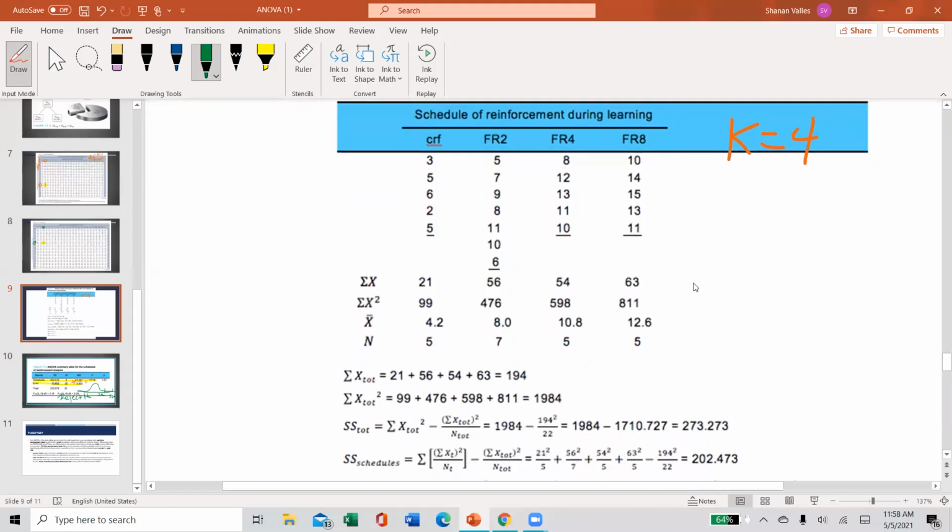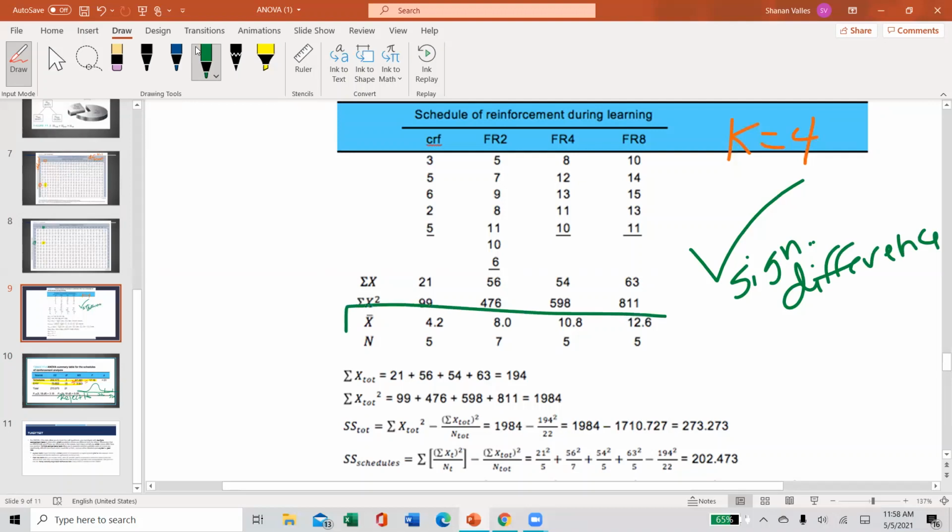So ANOVA tells us, okay, cool, you got a difference. You have a significant difference in the means, but it doesn't tell us where. It doesn't tell us which means are different. We know we got a significant difference, but we don't know which ones. Logically, we could say at least the lowest and the highest are different, because we got a significant difference. So at least we could assume the highest and the lowest are different.